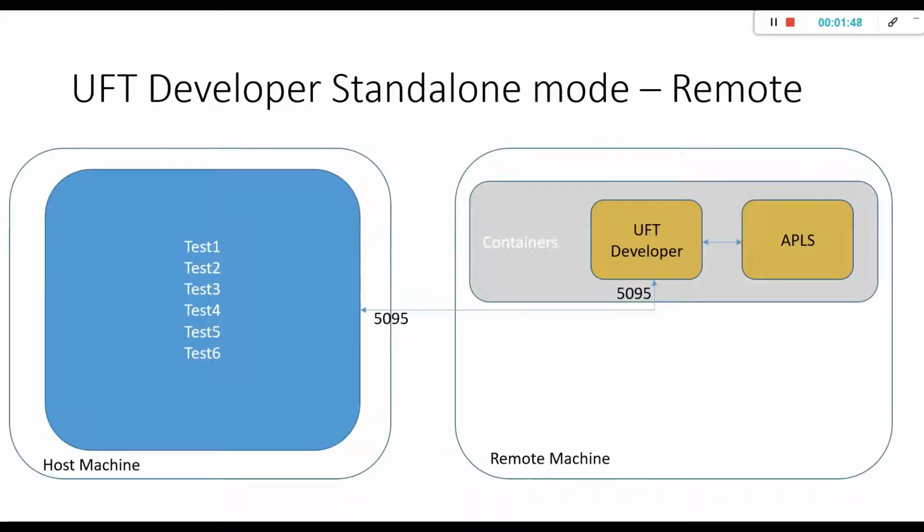The second mode is basically the standalone mode in a remote configuration, where the tests reside in the host machine, and the UFT developer container is in a remote machine. Again, just like the previous mode, whenever your test is executed on the host machine, the commands are sent to the remote UFT developer container, and the UFT developer engine executes those commands on this container, on the application under test. At the end of the test, the results come back into your host machine and are saved there.